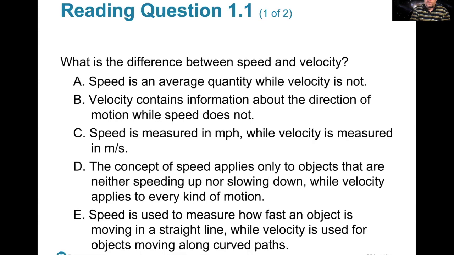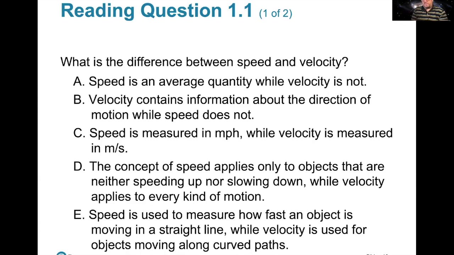Let me switch over to my hand, but let's read the answers here. Okay, so A: speed is an average quantity, while velocity is not. That could be true, but sounds a little strange. Could it be B, velocity contains information about the direction and motion, while speed does not? No, that part is true. Velocity does contain information about the direction. C: speed is measured in miles per hour, while velocity is measured in meters per second. That's not true. We could have speed in any units we wanted to. Miles per hour is kind of arbitrary.